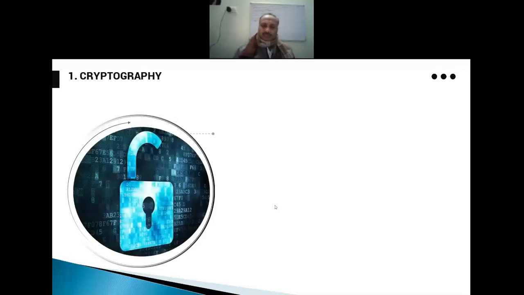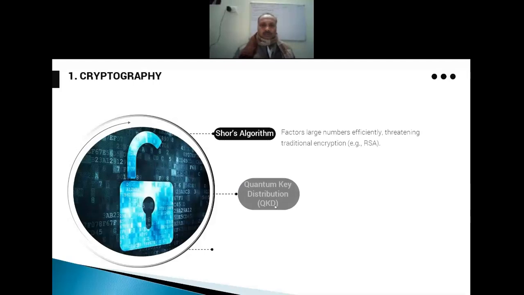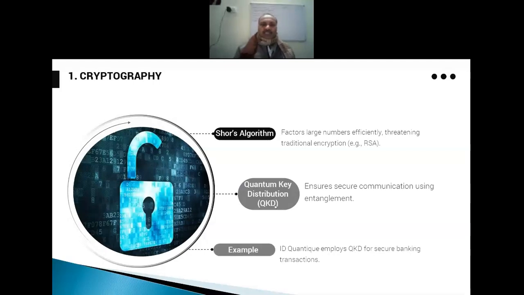Next, now we are coming to the applications. Actually, I'm not coming to the challenges right now. It is the basic application. In cryptography, we utilize Shor's algorithm and quantum key distribution. Shor's algorithm works against the RSA algorithm, and entanglement provides us key distribution because the key is not generated again, just like a hash function, you can say. That's why IDQ quantum employs quantum key distribution for secure banking transactions. Right now it is also utilized in the share market, basically to predict values and to make portfolios for people.